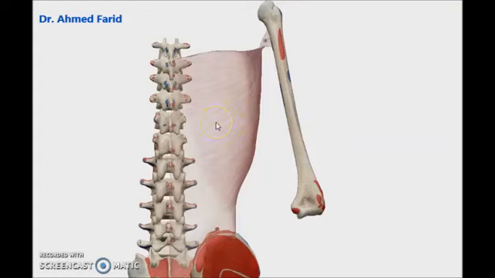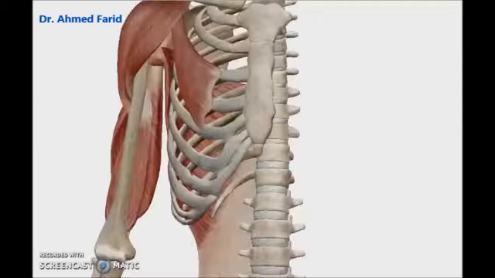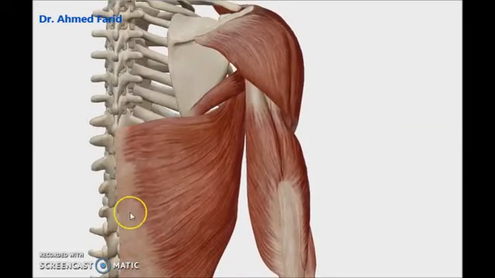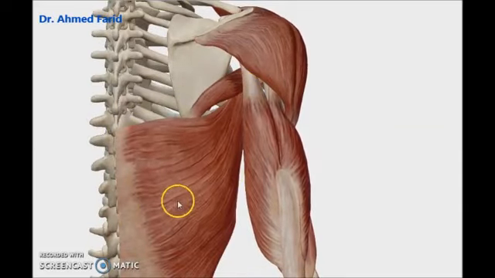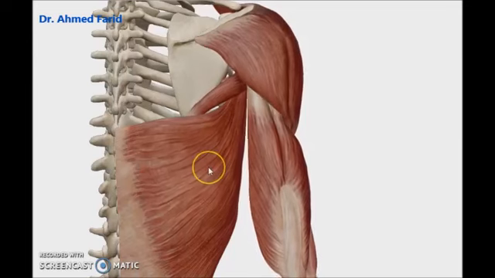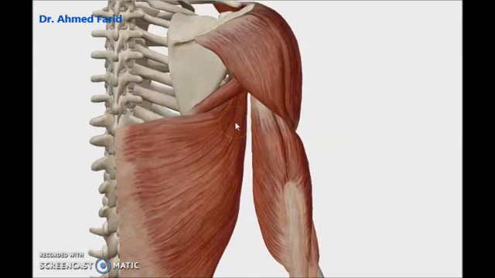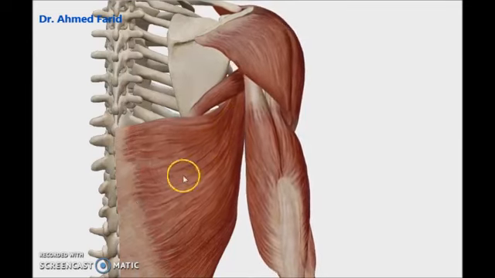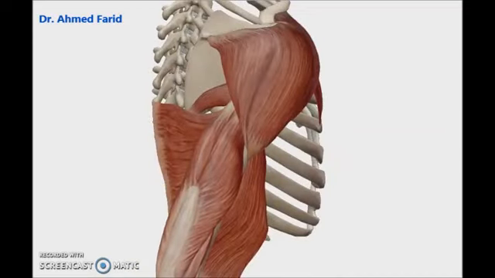So, let's see first of all the extension of the shoulder joint. Look with me in this animation. The muscle is coming from the posterior aspect, so it will pull the humerus posteriorly, forming extension of the shoulder joint. Let's see it again. You see, this is extension of the shoulder joint.